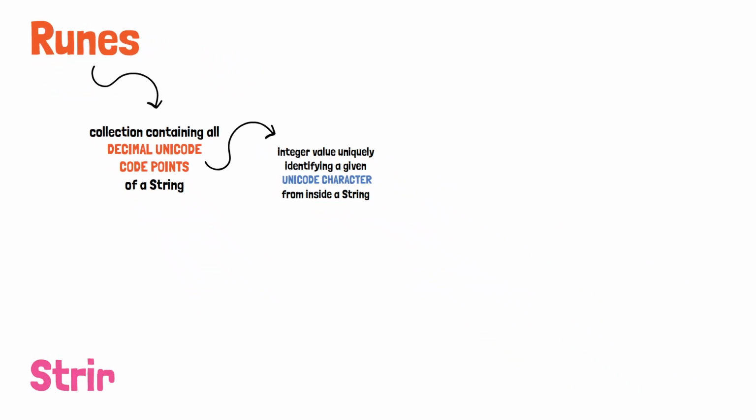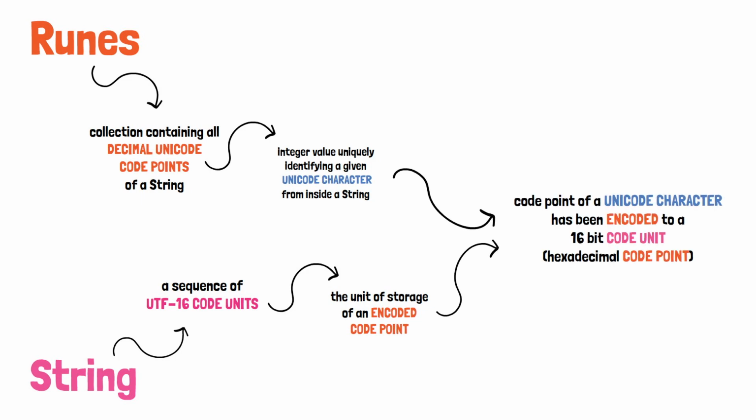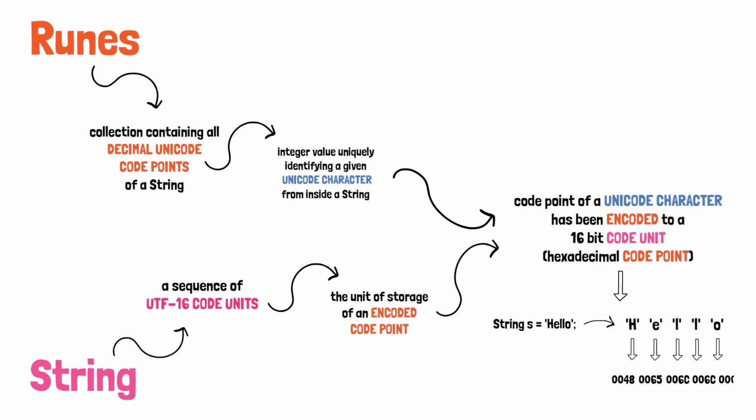What I haven't told you when we talked about strings was that a Dart string is a sequence of UTF-16 code units. A code unit is the unit of storage of an encoded code point. UTF-16 means that the code point of a Unicode character has been encoded to a 16-bit code unit. Then the code point is a hexadecimal number. What this basically means is that in Dart, every string is split between characters and each of these characters has a hexadecimal code point. Behind the scenes, in Dart, a string is no more than a list of these hexadecimal code points.